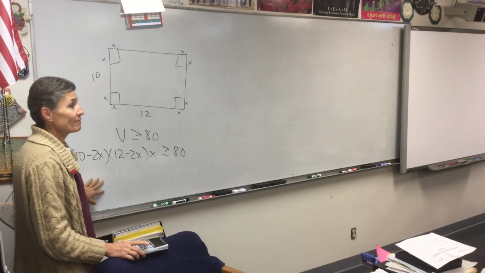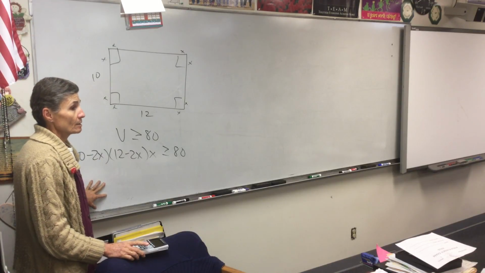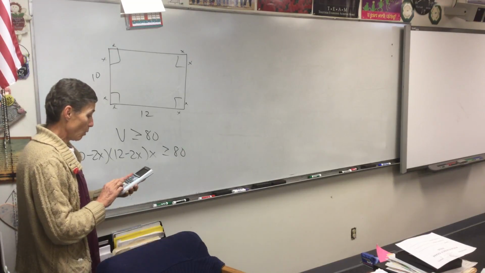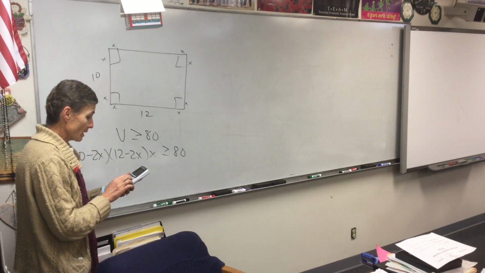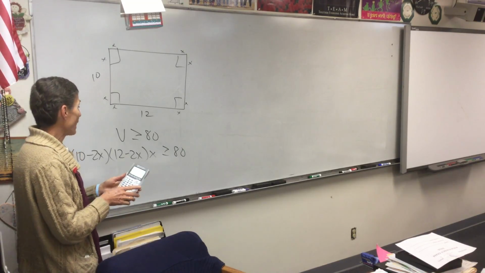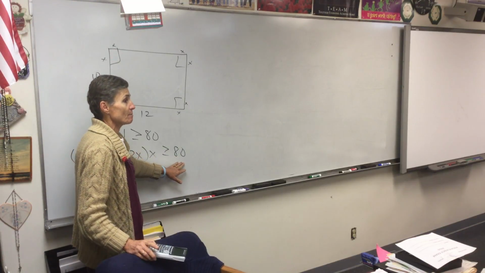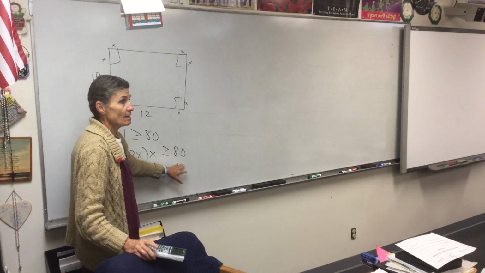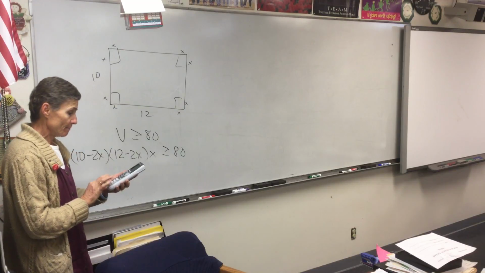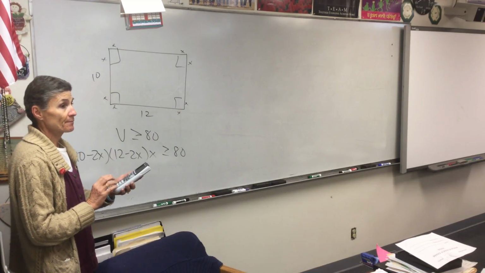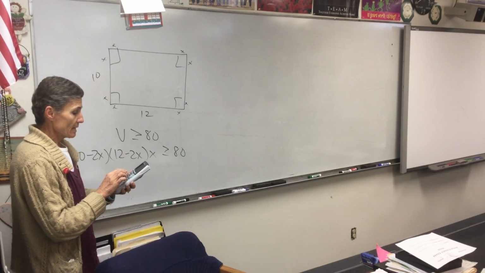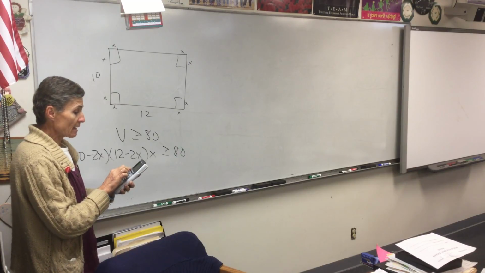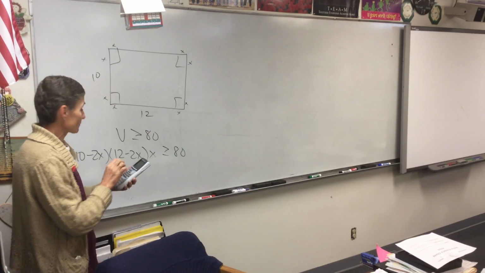Now, I'm graphing volume. Isn't volume going to be a positive quantity? So I'm going to put y min as 0. Y max, I have no idea, but I know it has to be at least 80. So let me just start with 100. We'll see what happens. And then I'm going to type in my equation.